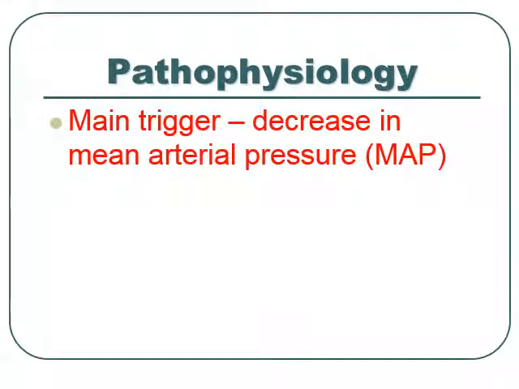Pathophysiology. The main trigger of shock is when we have a decrease in our MAP, or our mean arterial pressure. And what exactly is our mean arterial pressure? It is our cardiac output times our peripheral resistance. So we know what cardiac output is, correct? We know that it's what our heart puts out per minute, and then our peripheral resistance, and that would just be the resistance that the blood has to go across whenever it comes out.